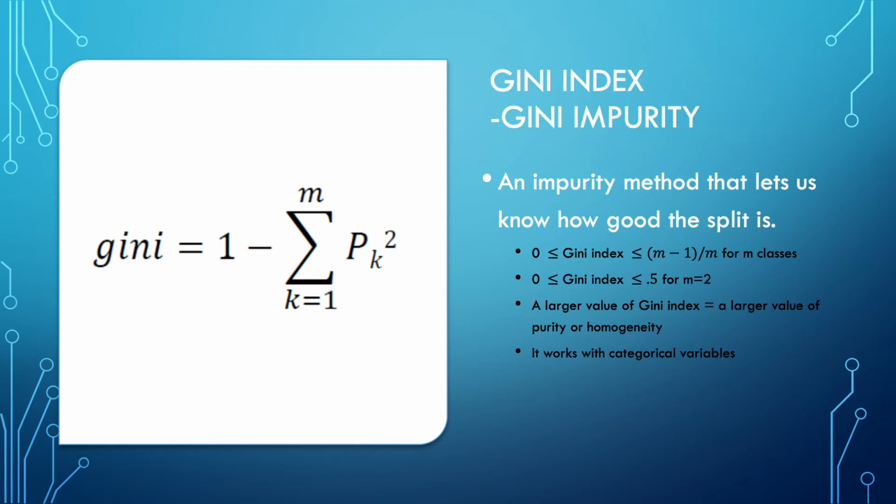The Gini index values lie in the range from 0 to (m minus 1) over m for an m-class scenario. It lies in the range from 0 to a half for 2-class scenarios, where m equals 2. It is important to note that a higher value of Gini index implies a higher value of purity or homogeneity. Also, Gini index works well with categorical target or dependent variables.